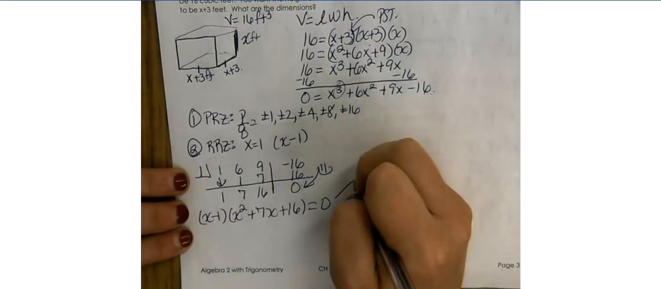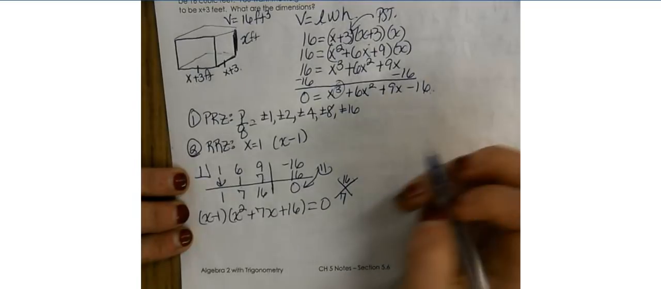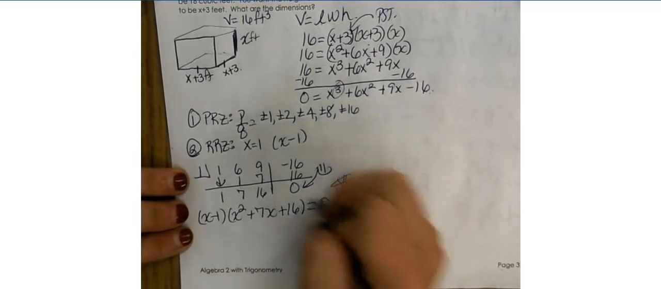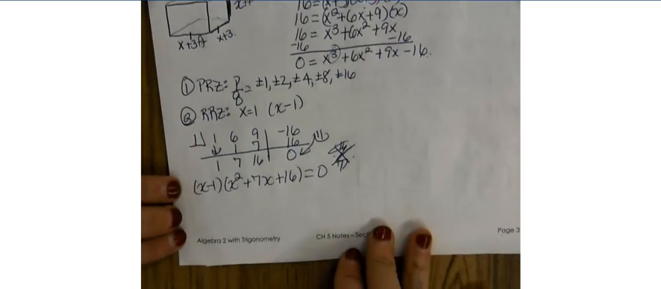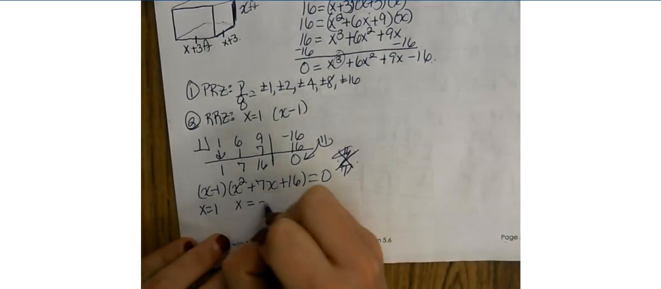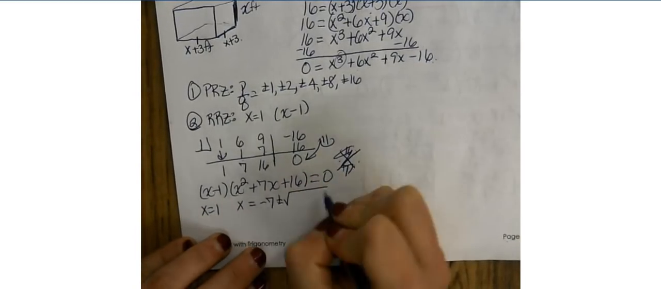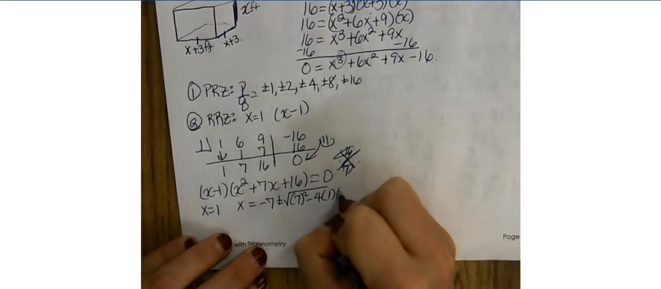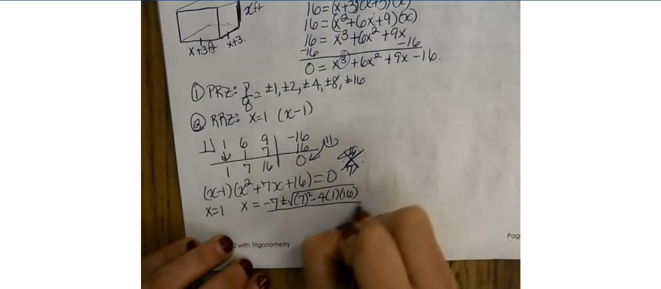So I have to figure out what two numbers multiply to equal 16 but together add to equal 7. 4 and 4 doesn't work, and 8 and 2 do not work, so this is not factorable. But no worries, we have the quadratic formula. So far I have x equals 1, and then x is equal to the opposite of b, which is negative 7, plus or minus the square root of 7 squared minus 4 times 1 times 16, all over 2 times 1.